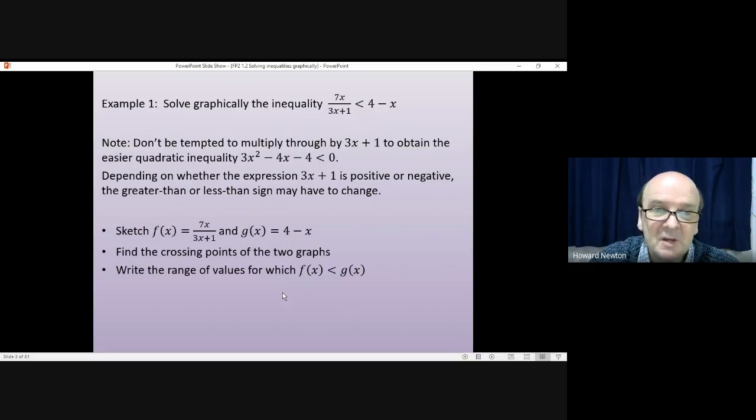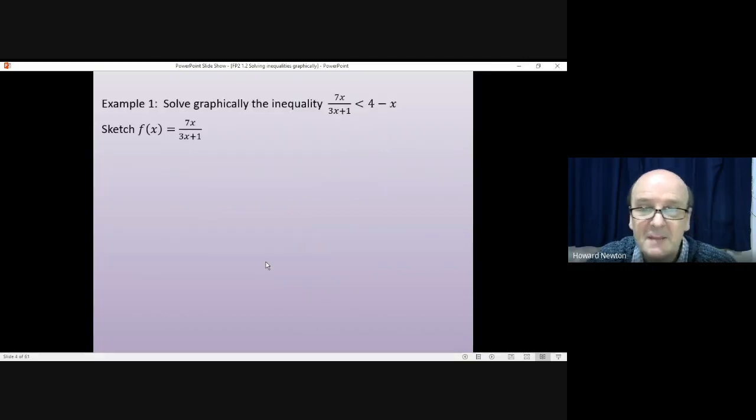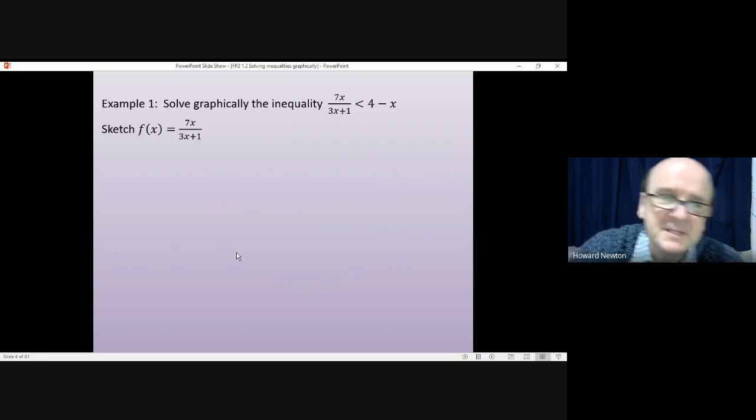Now, if you'd like to have a go yourself first, feel free. It's this first sketch which is the difficult one, but if you'd like to have a go at sketching it, then do. And come back to me when you're ready, and we'll go through the whole thing in detail. Okay, we'll have a look at this together.